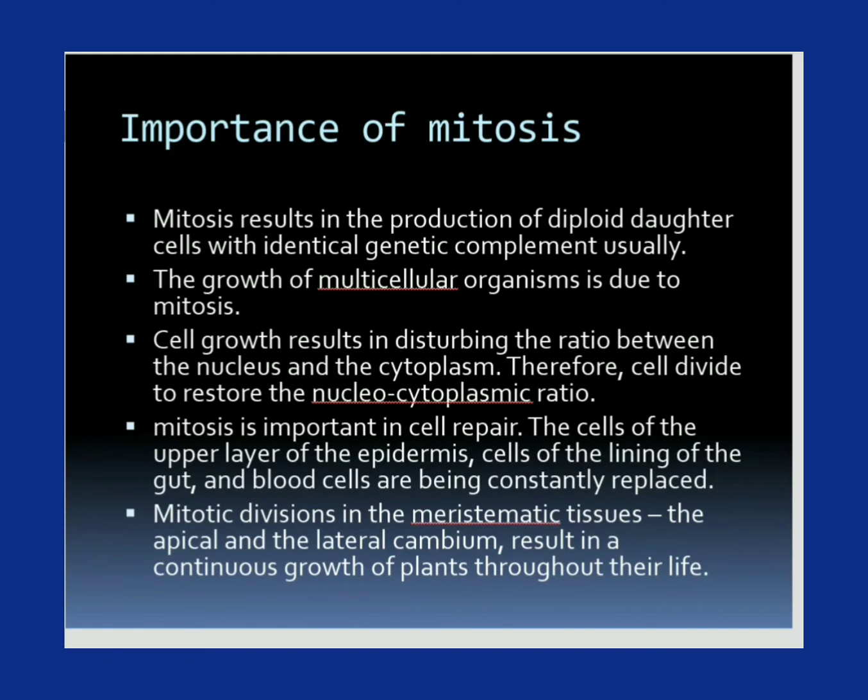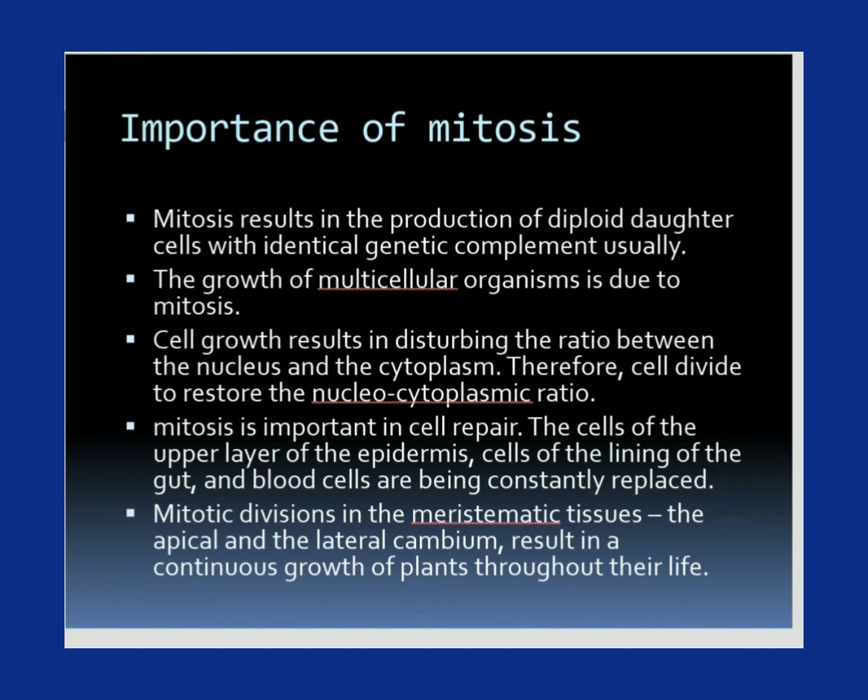And lastly, the importance of mitosis. Mitosis results in the production of diploid daughter cells with identical genetic complement. Usually, the growth of a multicellular organism is due to mitosis. Cell growth results in disturbing the ratio between the nucleus and the cytoplasm. Therefore, the cell will restore the ratio.